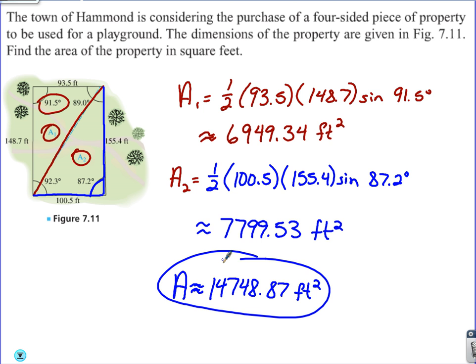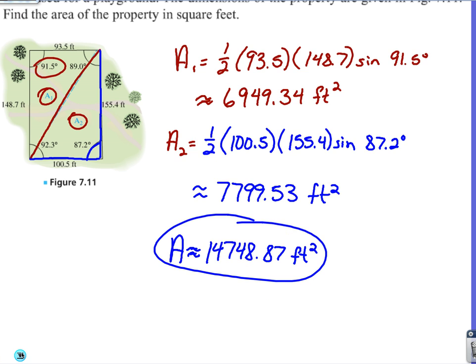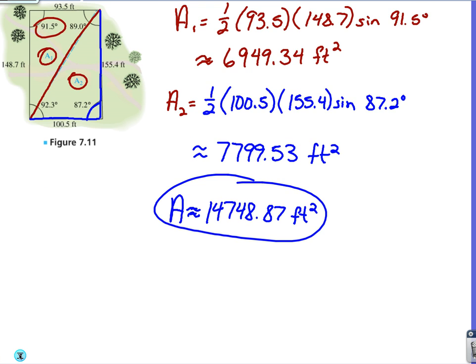Like I said, just out of curiosity, let's see how close we could have got to that with our trapezoid formula. Area equals 1/2 times the height times base 1 plus base 2, where these would be our bases. So it'd be 1/2 times the height. Like I said, the height needs to be perpendicular. This is extremely close to perpendicular, so I'm going to use this for a height. 1/2 times 93.5. It's not going to be exact.